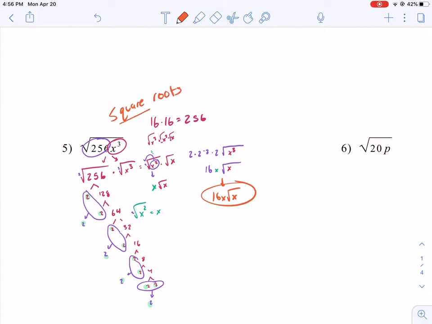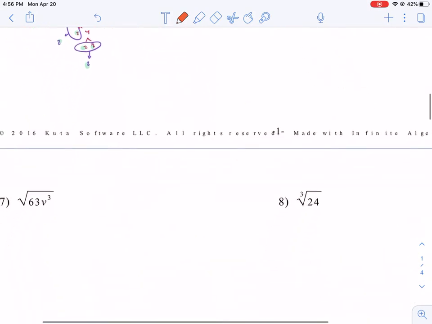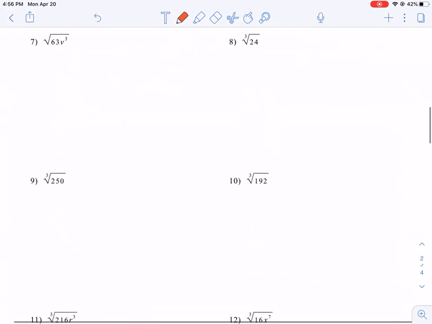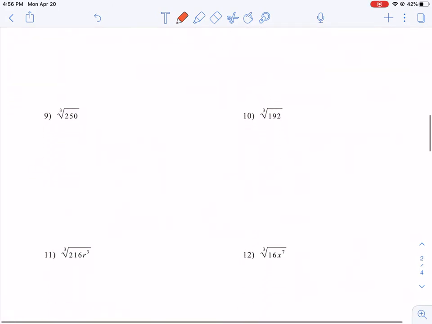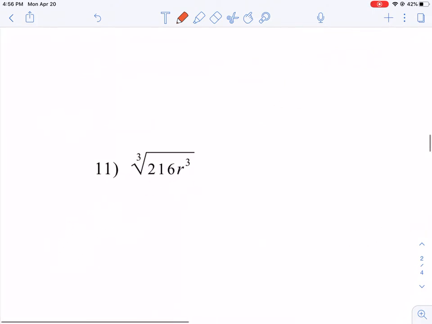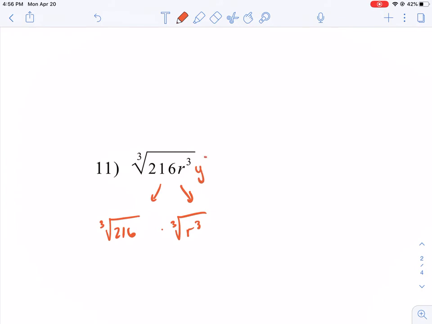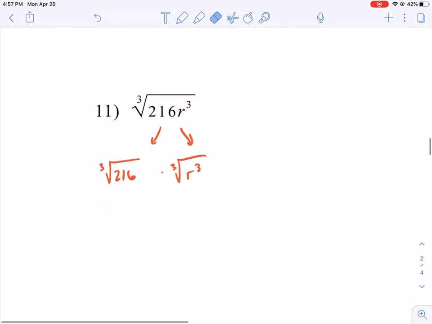Now, cube roots are very similar. There's just a little bit of a twist. So let's look at one of our cube root examples. Let's go to 216, just because that one has a variable in it. So we have 216 r cubed, and we're taking the cube root of that. We're going to start in very much the same way. We write the cube root of 216 times the cube root of r cubed. We separate the variables, and if there were more variables on here, I would separate each into its own little group and handle each one separately. But that's not the case. We're working with what we got.